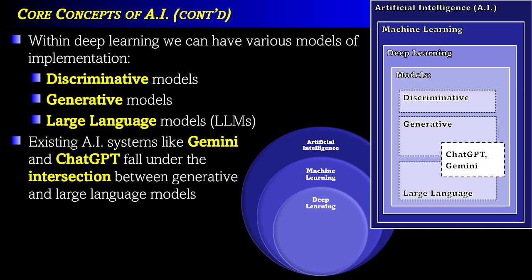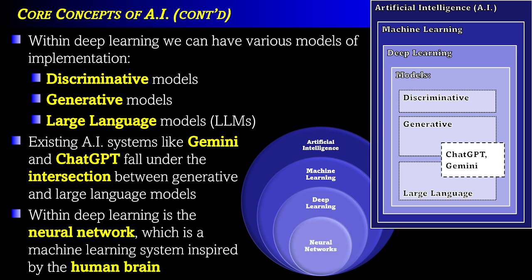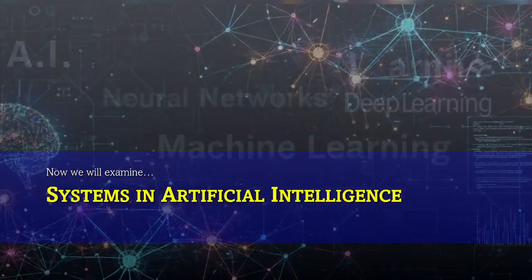Within deep learning, we can have various models of implementation that we looked at in part 1. The discriminative model, the generative model, the large language model, and existing AI systems like Gemini and ChatGPT, they fall somewhere in the intersection between generative and large language models. And within deep learning, we have the neural network, which is a machine learning system inspired by the human brain. So this gives us an idea of all the fields and subfields within the broader term of artificial intelligence.